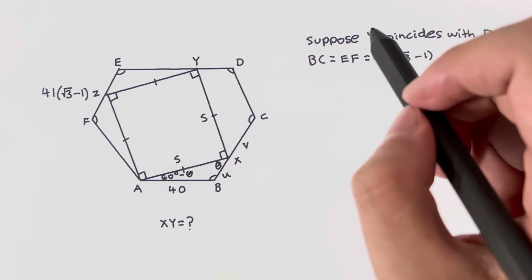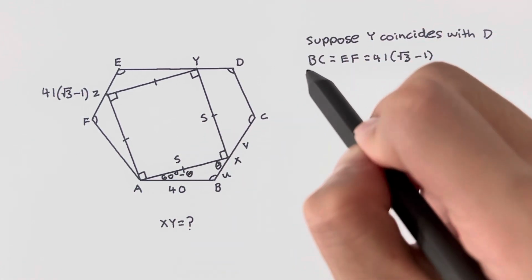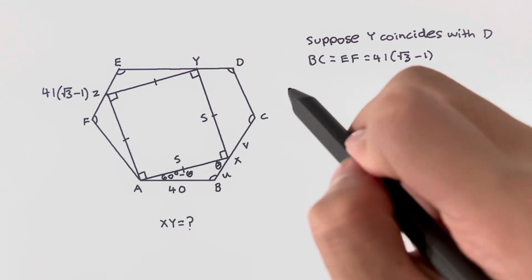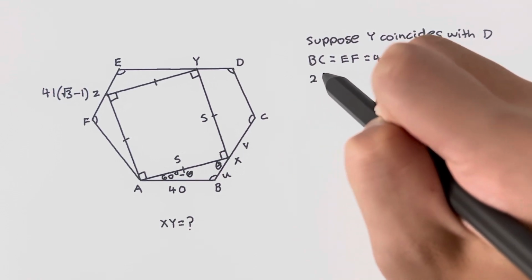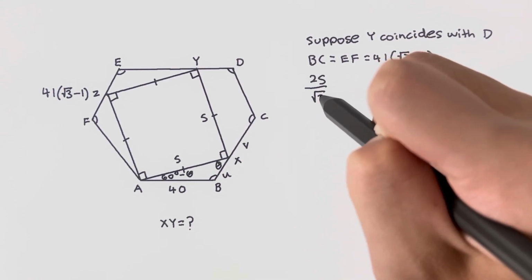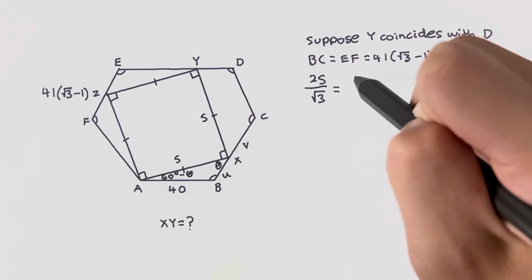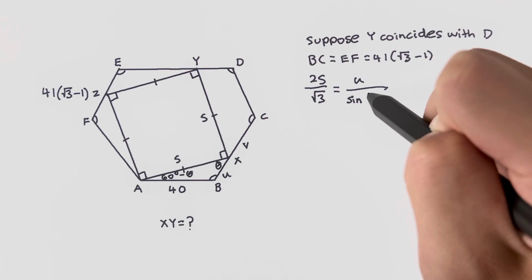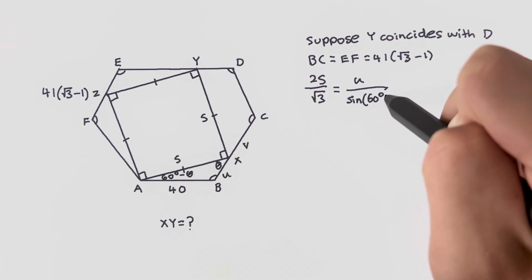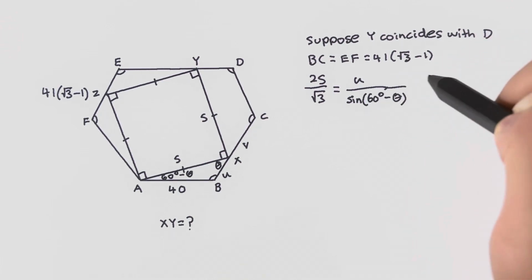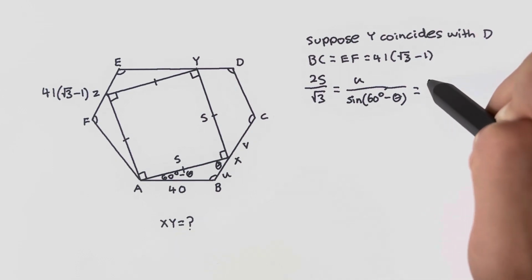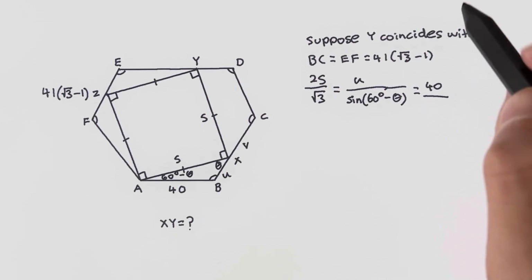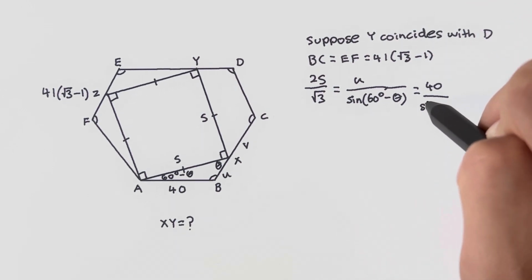So now we can use the law of sines in triangle ABX. We have 2s divided by square root 3 equals U divided by sine of (60 degrees minus theta), equal to 40 divided by sine of theta.